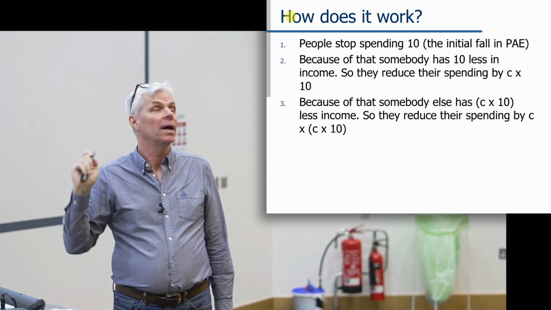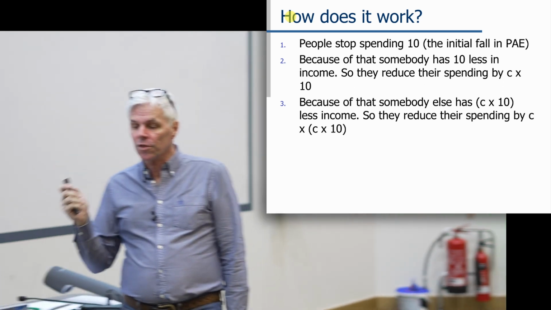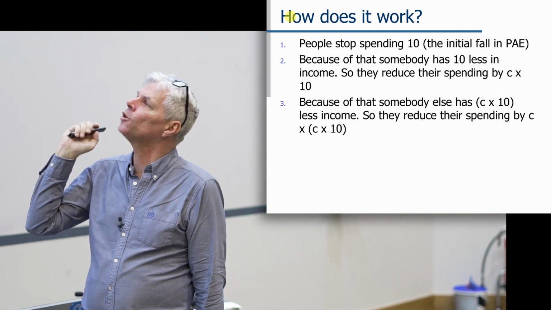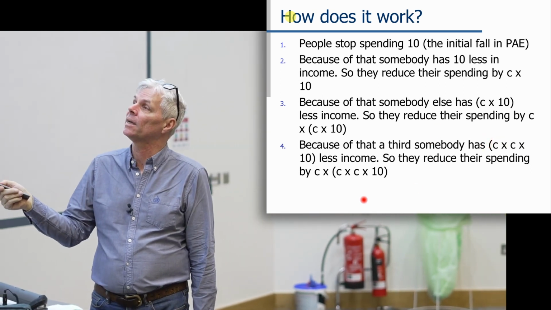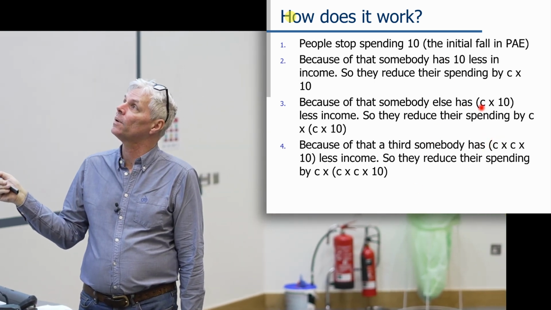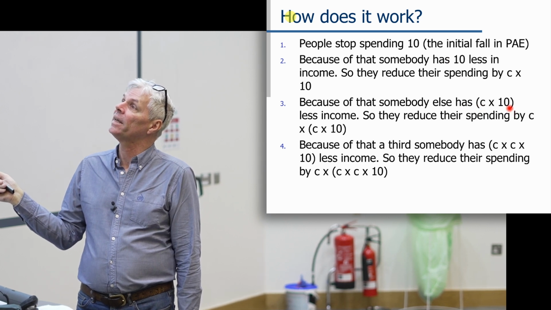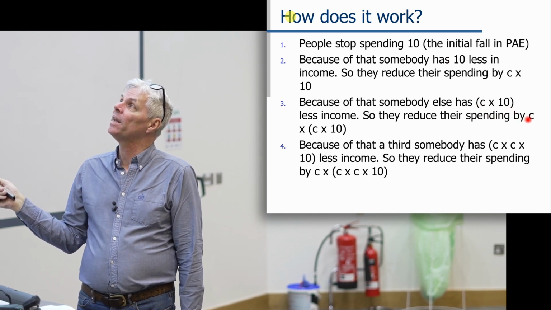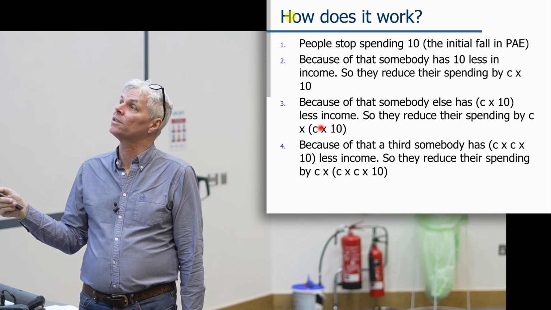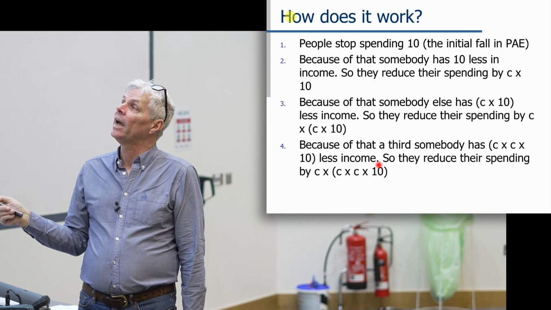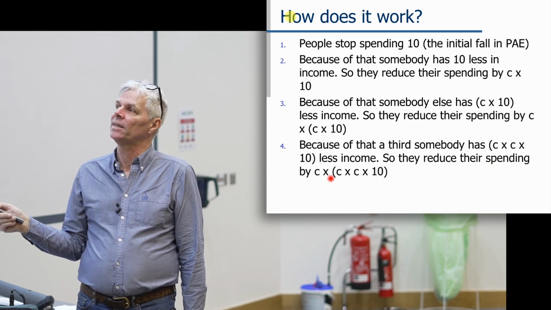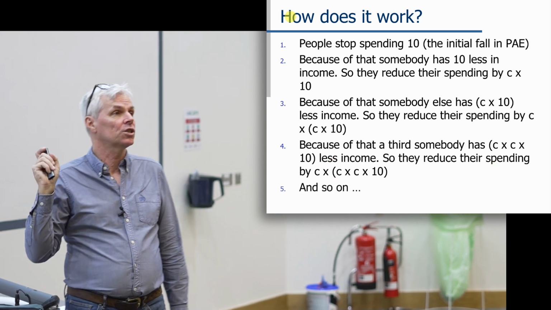Okay. And he was going to a third barber. And so that barber's income went down by C times 10, right? Because this guy's income went down by 10, so his spending went down by C times that, so C times 10. And so this guy's income went down by that much, and so he reduces his spending by C times that, and so on and so forth.